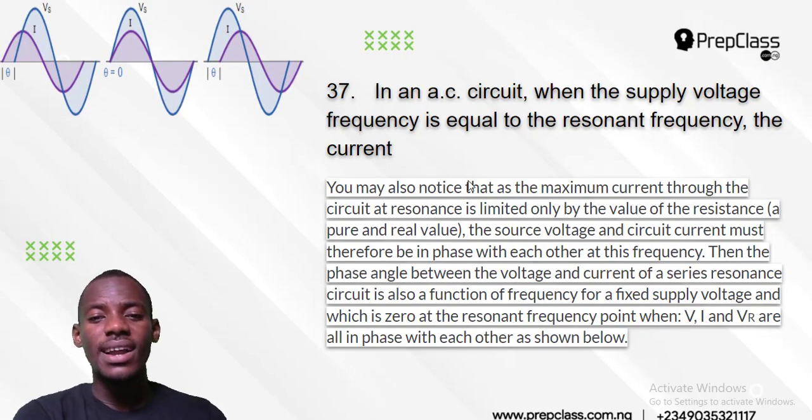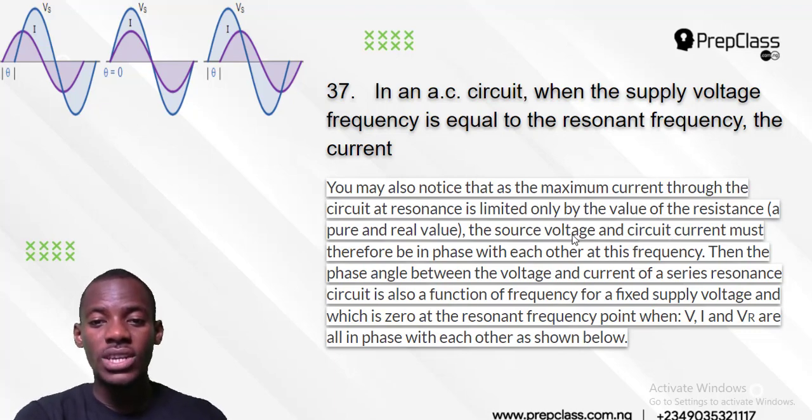So now let's check it out further. I kept a note here. You may also notice that the maximum current through the circuit at resonance is limited only by the value of resistance, a pure and real value. The source voltage and circuit current must therefore be in phase with each other at this frequency. So that means the voltage and the circuit current must be in phase, and that's the answer.